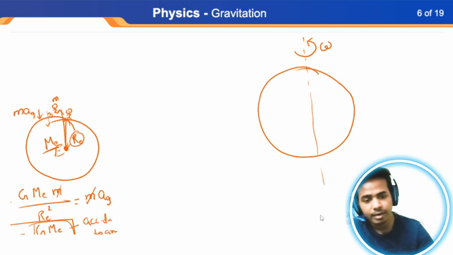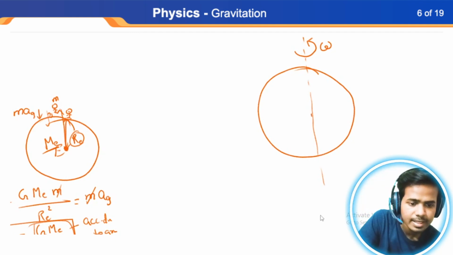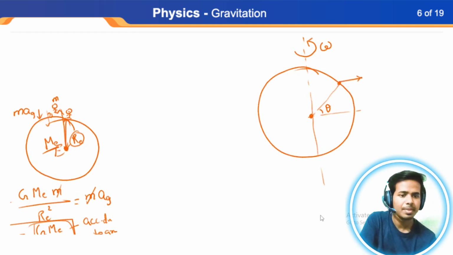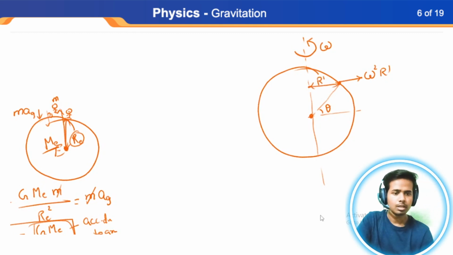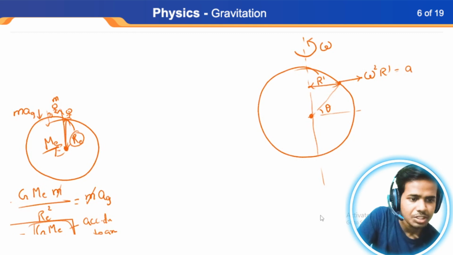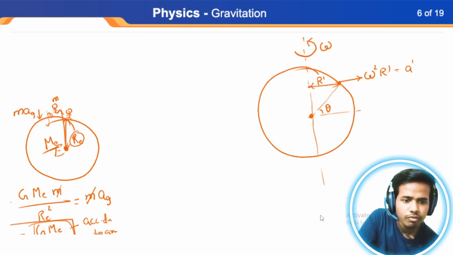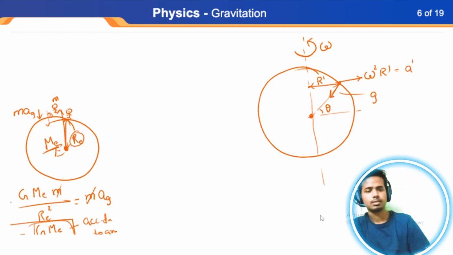Of course, that's why we have days and nights. So let's say this is the center of the earth, and you are at a particular angle theta. What you basically will experience is some centrifugal force because of the rotation of the earth, and that will be equal to omega square into r dash, where r dash is this much length, right? This will be the acceleration, and there will be another acceleration due to gravity, which is nothing but g, right?